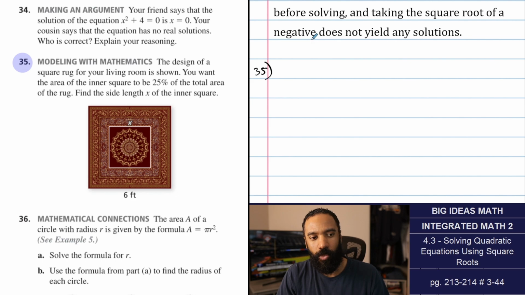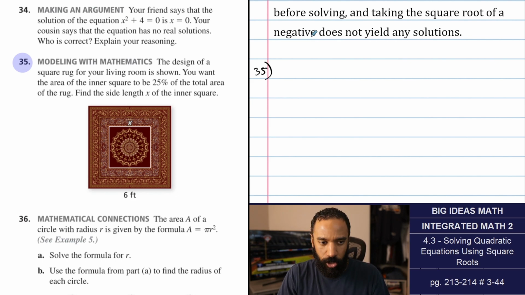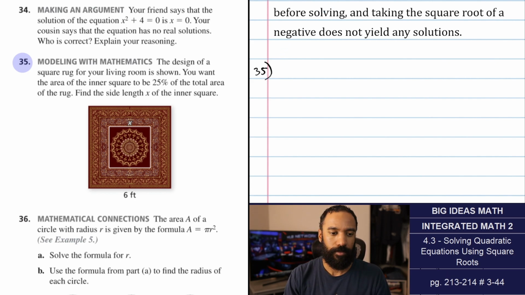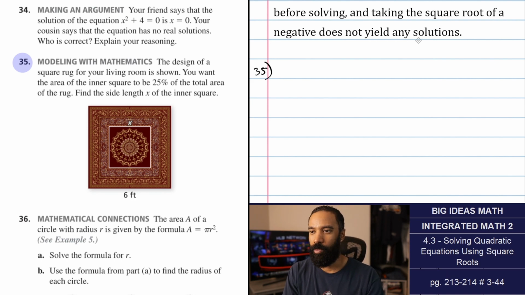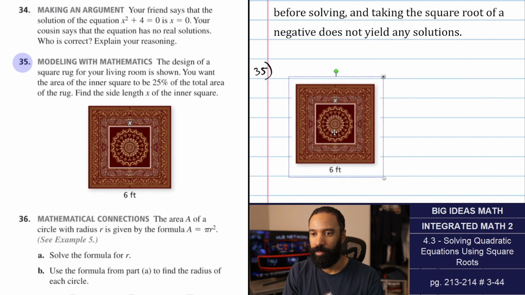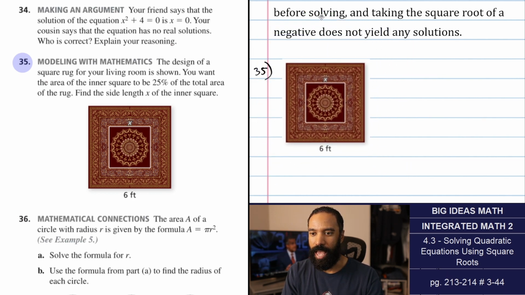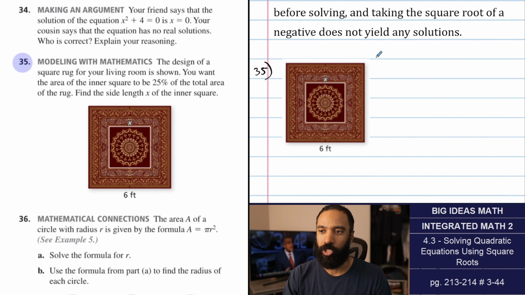Okay, the design of a square rug for your living room is shown. You want the area of the inner square to be 25% of the total area of the rug. Find the side length of the inner square. So, we have, let's see. They want the area of the inner square to be the, okay. So we have a rug. I'm going to copy and paste this here. We have a rug with an inner and outer square. And there's that x on the inside representing the inner square.